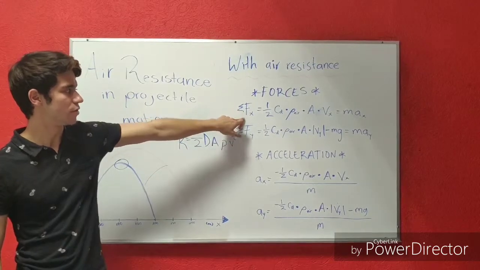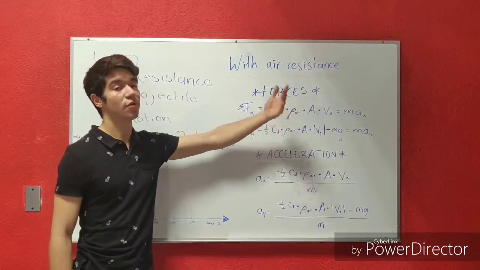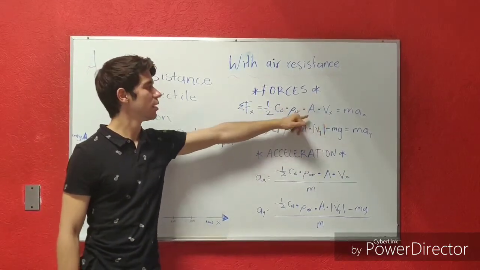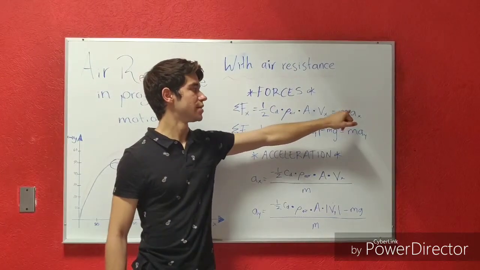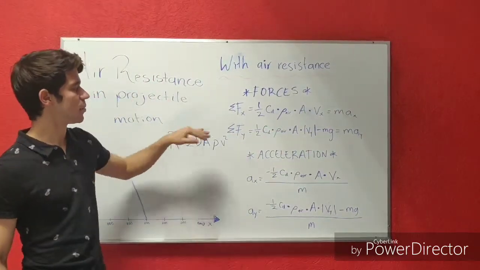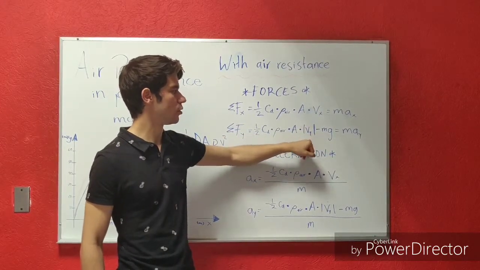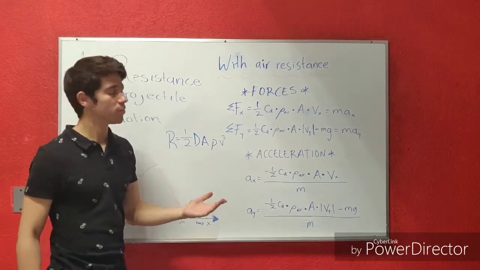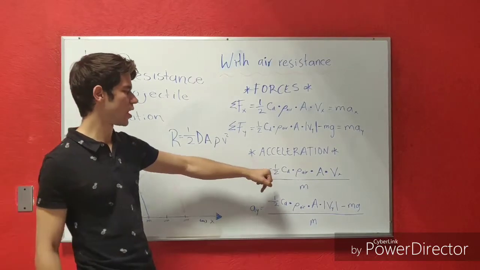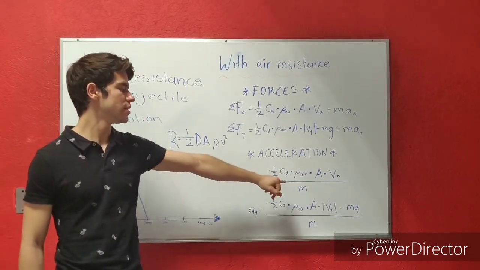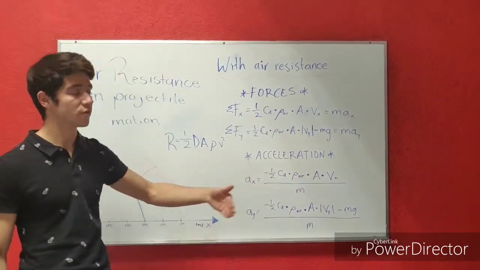That is, the sum of forces in x is equal to minus half of the drag coefficient times the density of the air times the cross-sectional area, multiplied by the velocity in x. All of this is equal to mass times acceleration in x, and it's the same in the y-axis, where we only add this minus mg and the absolute value of the velocity in y. And the acceleration is very similar. Acceleration is equal to minus half of the coefficient times the density multiplied by the area and finally multiplied by the velocity, over the mass of the body.